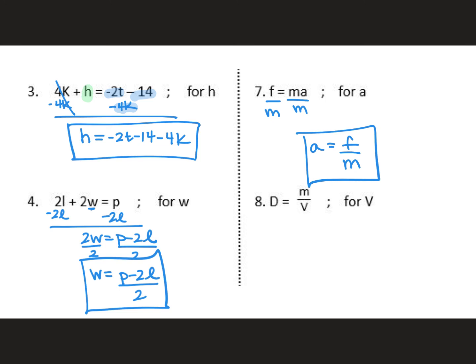And then for 8, this one's a little bit tricky because I'm solving for something that's in a denominator. So I can't solve for it when it's down there. So the first thing I'll actually do is multiply both sides by V. So then I'll have D times V equals M, and then I can divide by D. So V equals M over D.